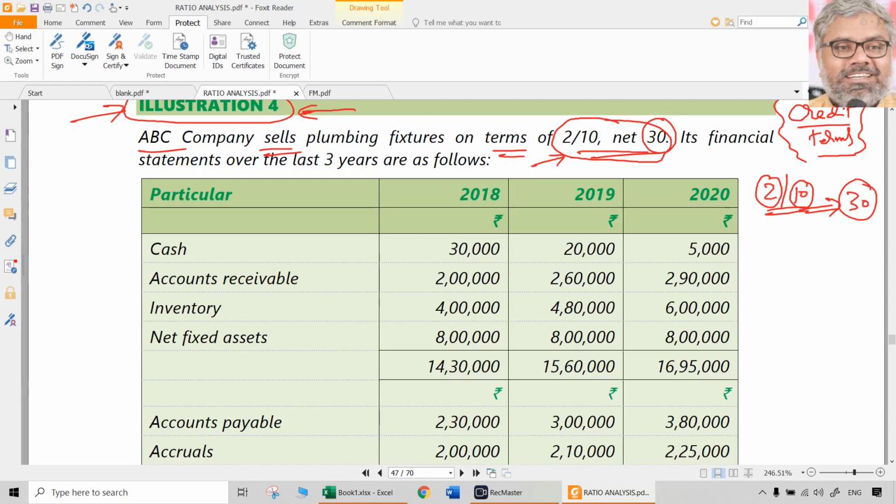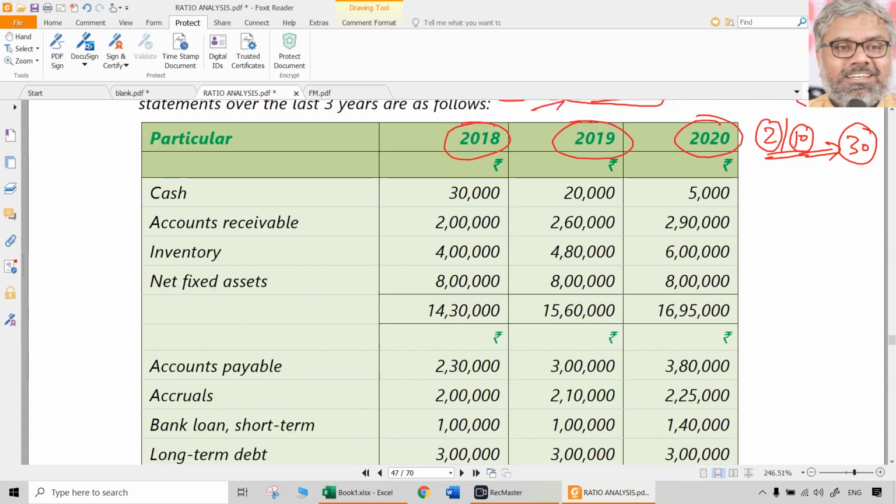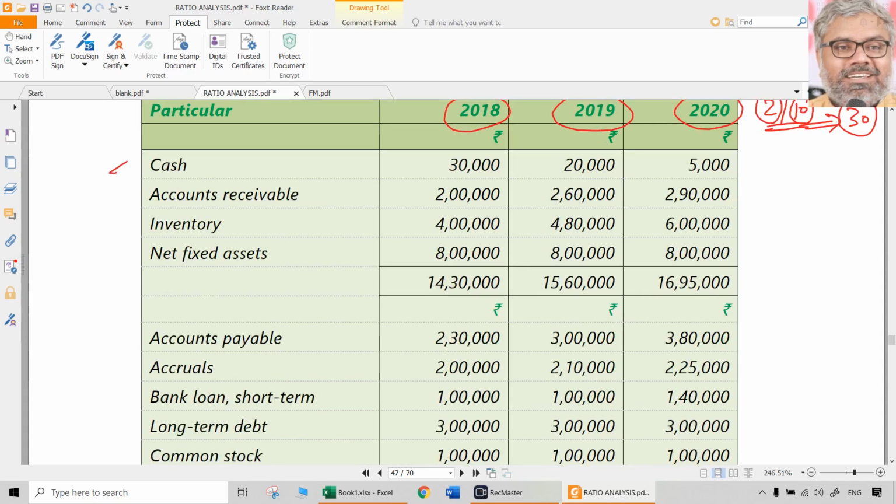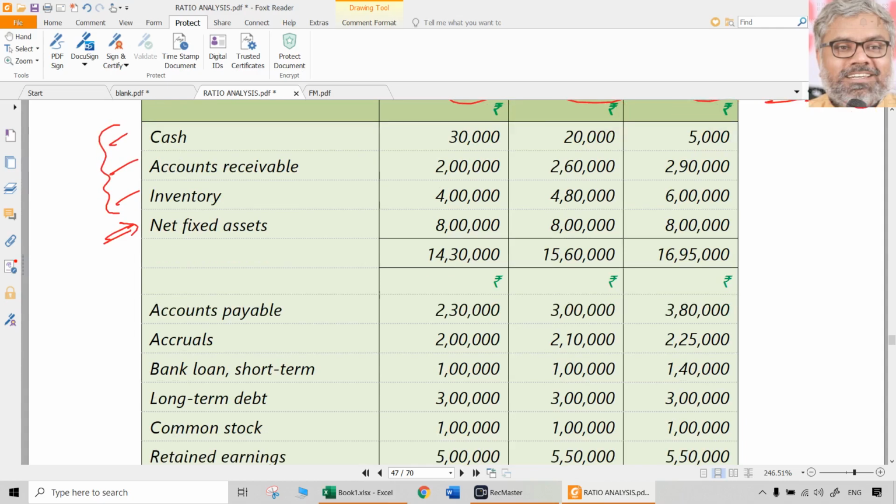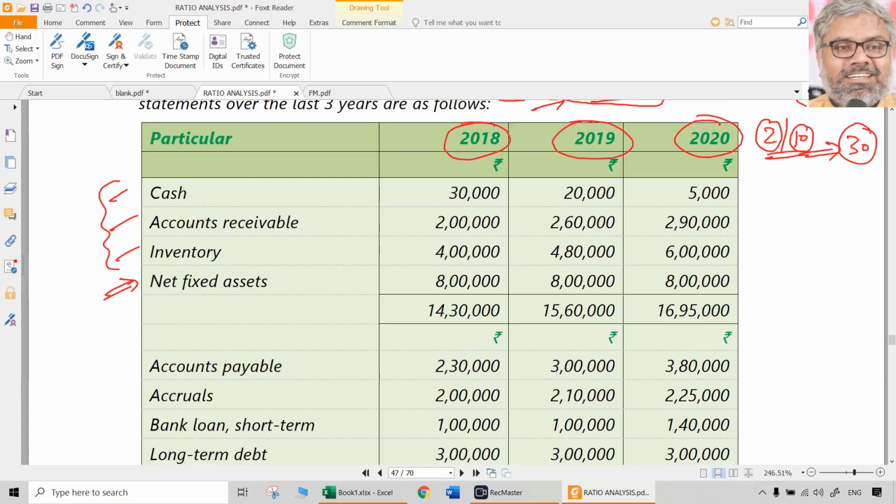What is this question about? They have given the financial statements for 3 years, 2018, 19 and 20. This is the asset side: cash, accounts receivable, inventory. All of them are current assets. Then net fixed assets are given. Net fixed assets means after depreciation already. Nothing changed. It doesn't actually make sense, but we cannot question the question. Fixed assets are 8 lakhs, the same in all 3 years. Current assets, of course, are changing.